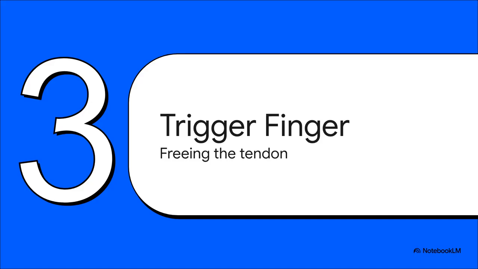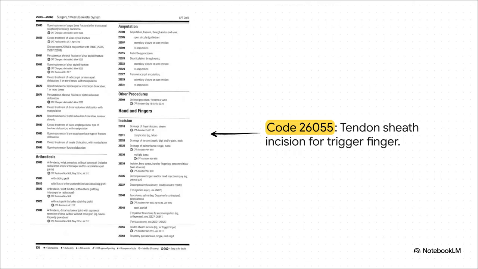Which brings us to section 3, trigger finger, freeing the tendon. Let's look at the first major battle our hand surgeons face, the trap tendon, more commonly known as a trigger finger. If you look at the incision codes, specifically between 26010 and 26080, you'll spot code 26055. This one is precisely for a tendon sheath incision to release a locked trigger finger. So, what is a trigger finger? Well, it happens when the tendon that bends your finger gets inflamed and basically gets stuck inside its protective sheath. It actually causes the finger to physically lock up in a bent position.